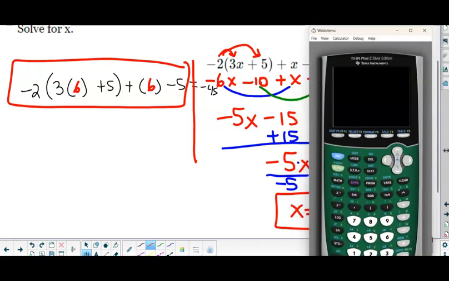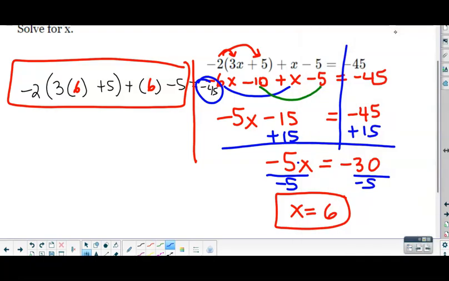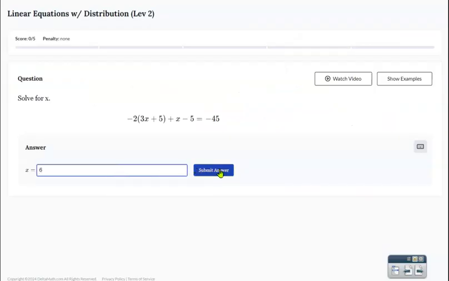Here's a calculator. I'm going to turn it on. I'm going to type it exactly how I see it. -2 parentheses 3 parentheses 6 plus 5 close parentheses plus parentheses 6 minus 5. Double check that you've typed it right. Press enter. And if it matches the number that you have, then you have done it right. Type your answer in the box and click submit.